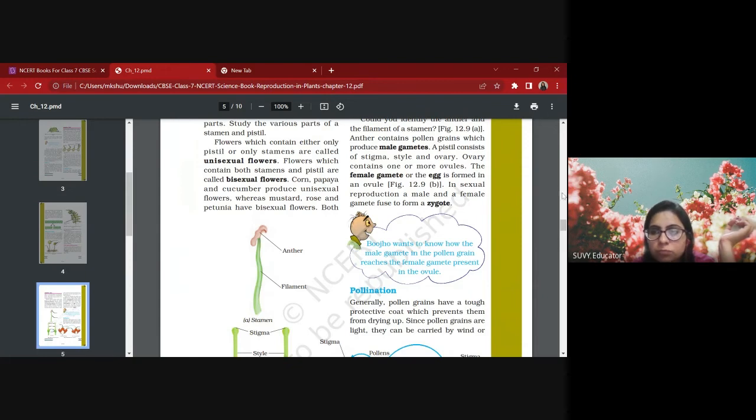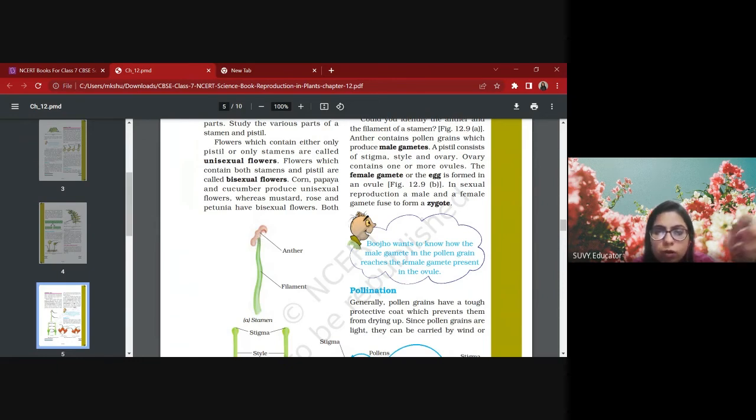So I've discussed the anther, filament, and the stamen. This portion is called the anther, and this is the filament. In the anther, there is the male gamete. Male gamete means that which is responsible for reproduction, the main source. So in the anther, the pollen grains will develop.